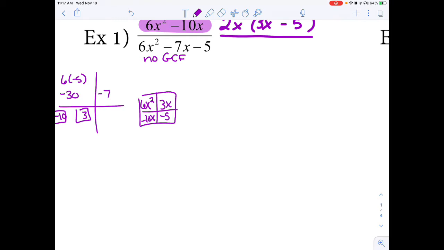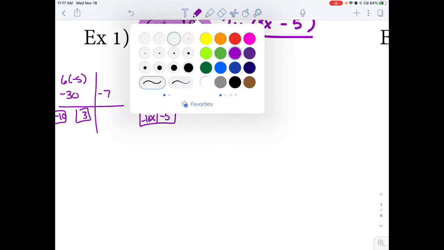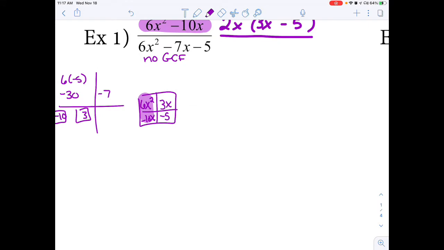So take a GCF going down these two. The GCF is going to be 2x. GCF going down here is going to be a +1. GCF here is a 3x. GCF here is a -5. So my factoring is 2x plus 1 and 3x minus 5.